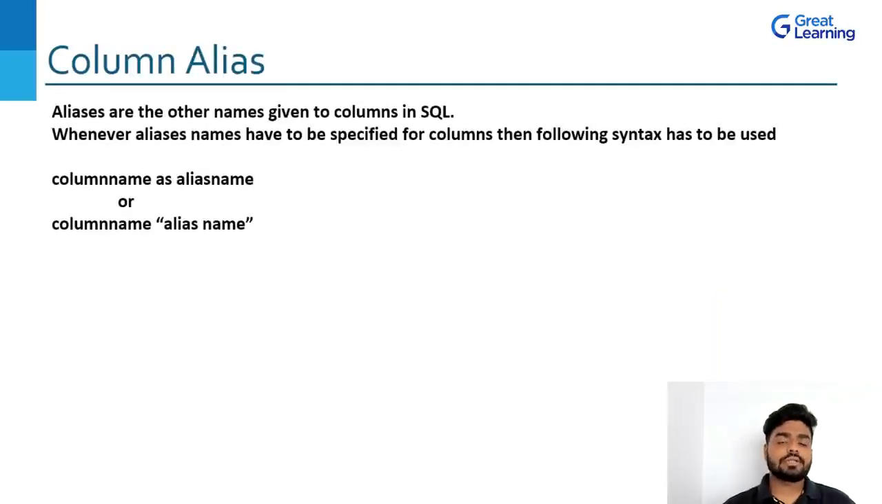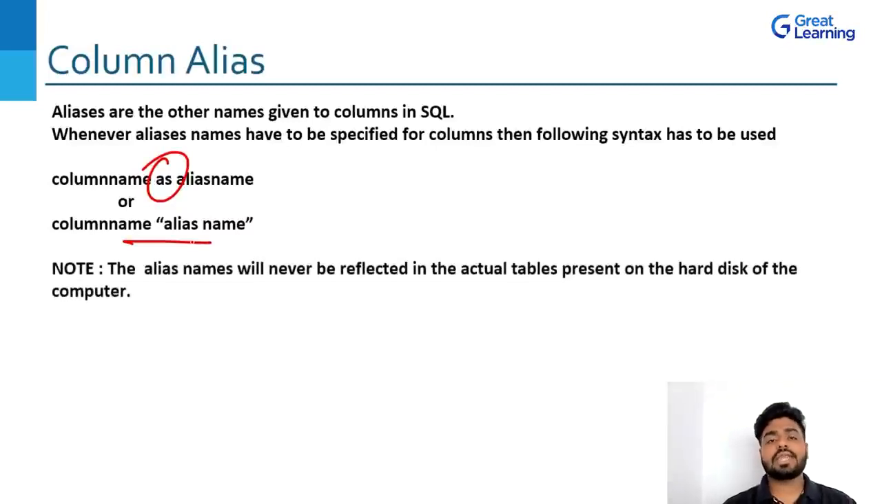Now how to do this? We use two methods: we either use the AS keyword, or we directly write it like this. So generally you must have seen employee E1, employee E2. Why do we do that? Because I don't want to write employee every time. I want to make it a shortcut. I want to write E1, E2, something like that.